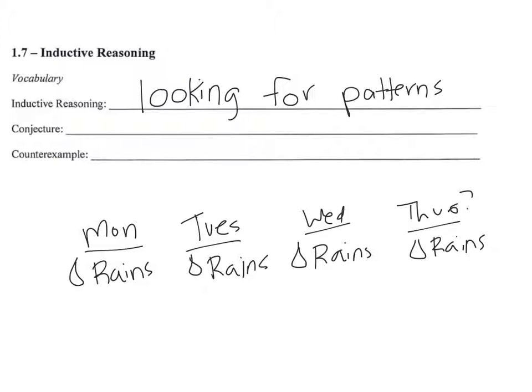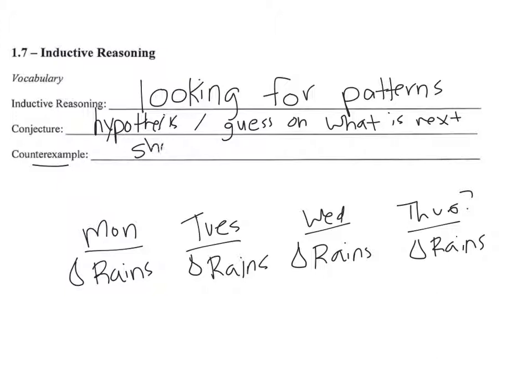So a conjecture is a hypothesis or a guess on what is next. A counterexample is something that shows a conjecture is false or not true. Okay?